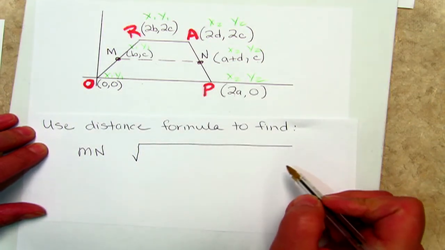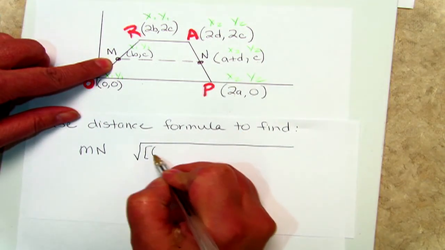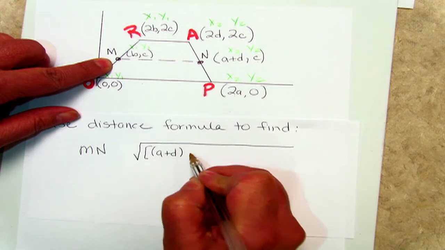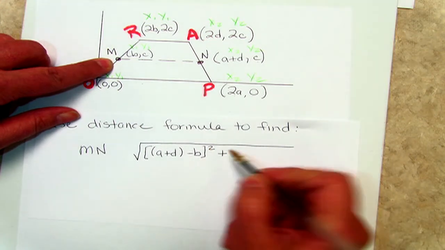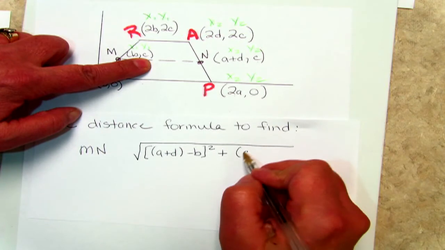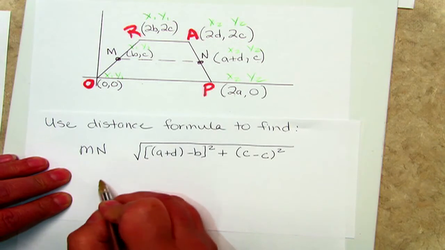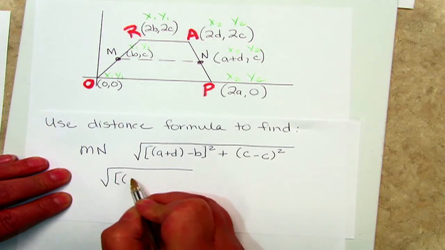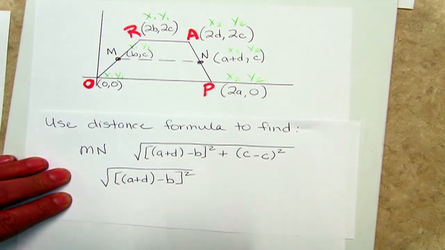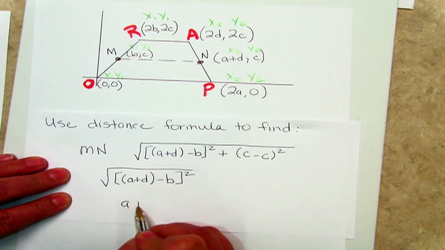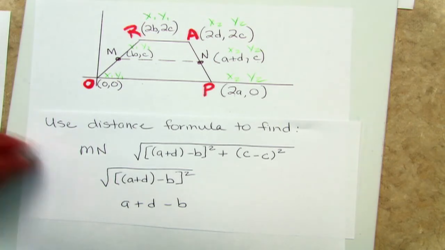of the difference of the x's. So we have (a + d) - b, squared, plus the difference of the y's, (c - c) squared. This gives us the square root of (a + d - b) squared, which is just a + d - b. So that is the distance of MN.